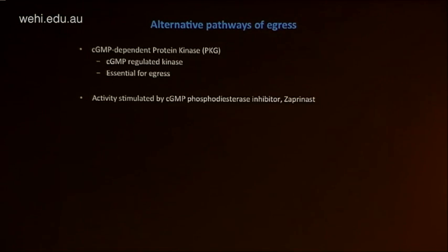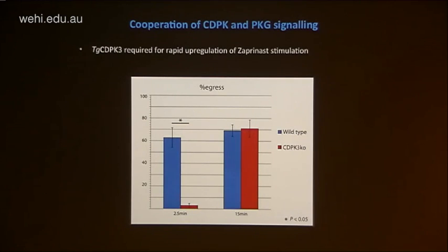Okay. So, how much redundancy is there in this system? It had been suggested that this kind of PKG signaling can overcome the need for CDPK3 if you're activating PKG and not CDPK3, using the zaprinast rather than that calcium ionophore. And we saw the story was a little bit more complicated than that.